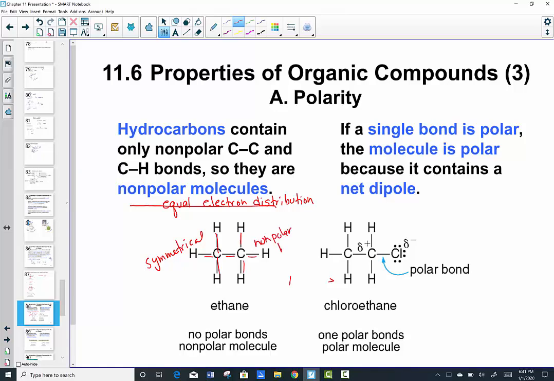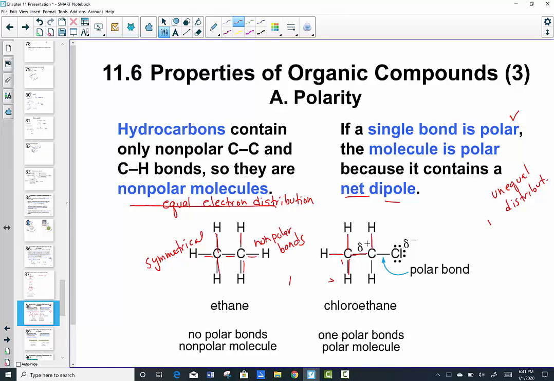making a nonpolar molecule. But now all of a sudden, if we have a single bond that is polar, it makes the entire molecule polar as well, as it contains what we refer to as a net dipole. The net dipole means that there is an unequal distribution of electrons throughout that molecule. An unequal distribution. And so when I draw chloroethane, the first carbon contains all nonpolar bonds, as it leads to three hydrogens and to another carbon.